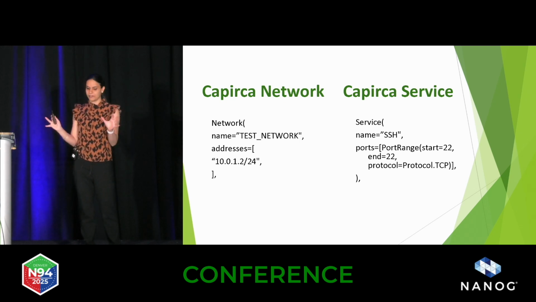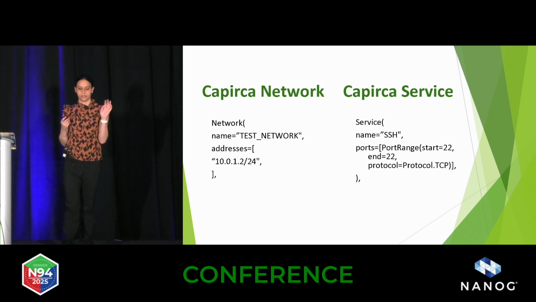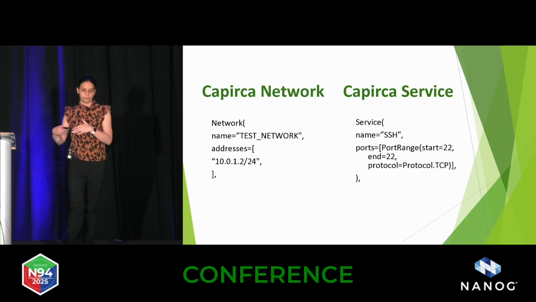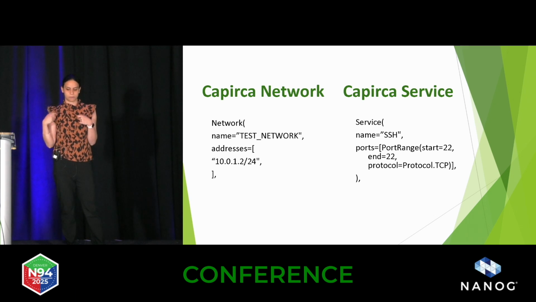I'd say this is a very simplified example of what a Capirca network or a Capirca service looks like. Right here on the left-hand side is a Capirca network. You have a name and a list of IP addresses. For simplicity, I've just mentioned one prefix, but you can have multiple prefixes mentioned. On the right-hand side is a service, which has, again, a name and a range of ports specified for it.